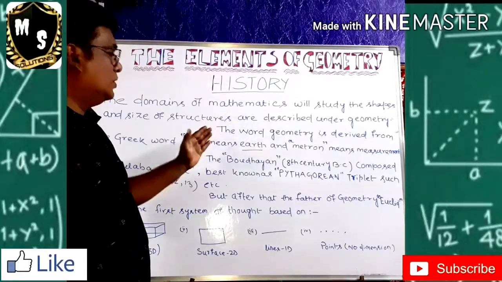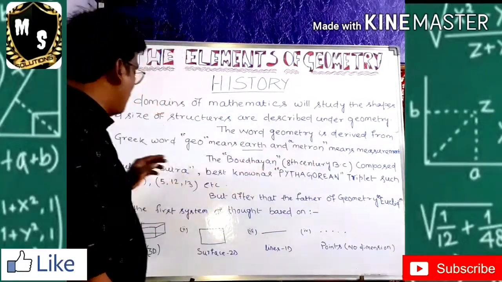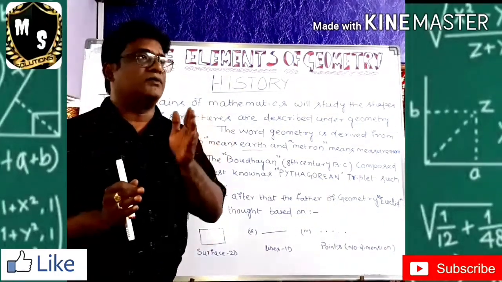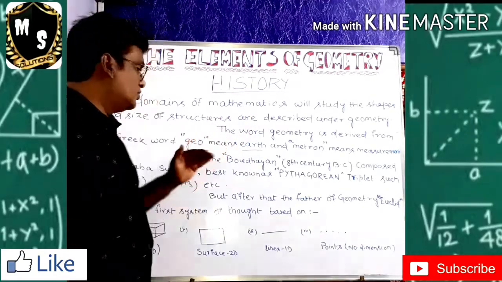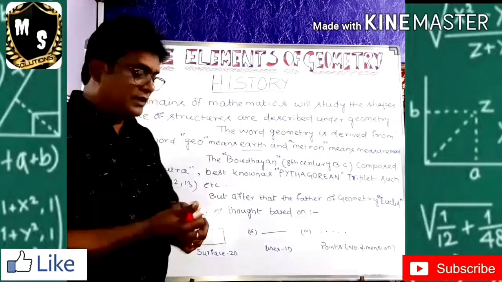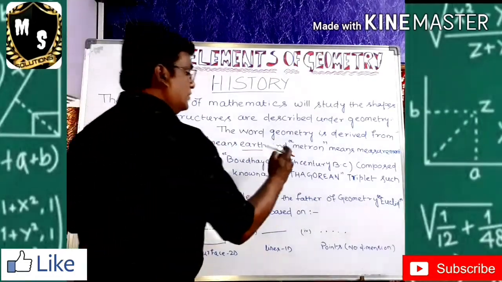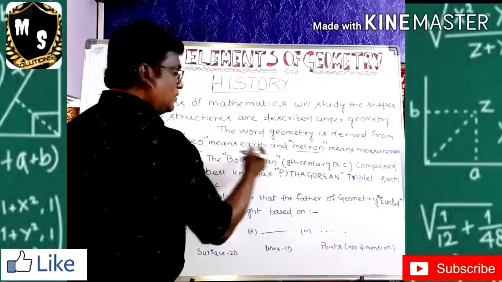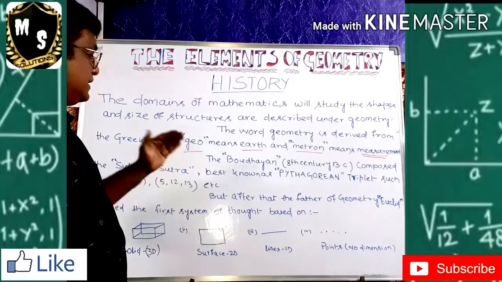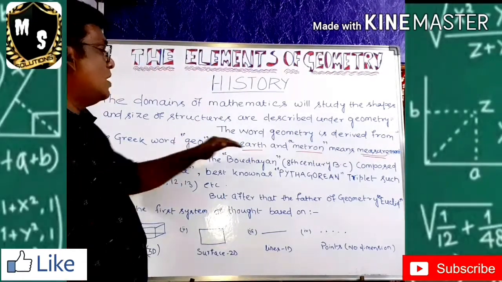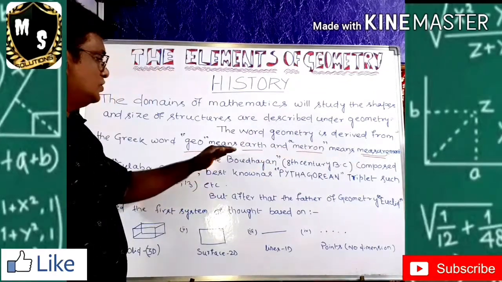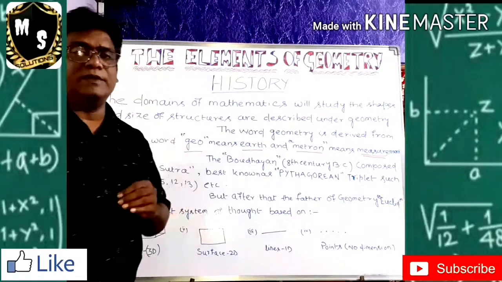Now come to the point. I wrote that the word geometry is derived from the Greek word geo. If you break geometry, it gives you geo and metry. Geo means the earth, and metron is called the measurement. In Greek it is geometron, and metron is now pronounced metri. So geometry means the measurement of the earth.